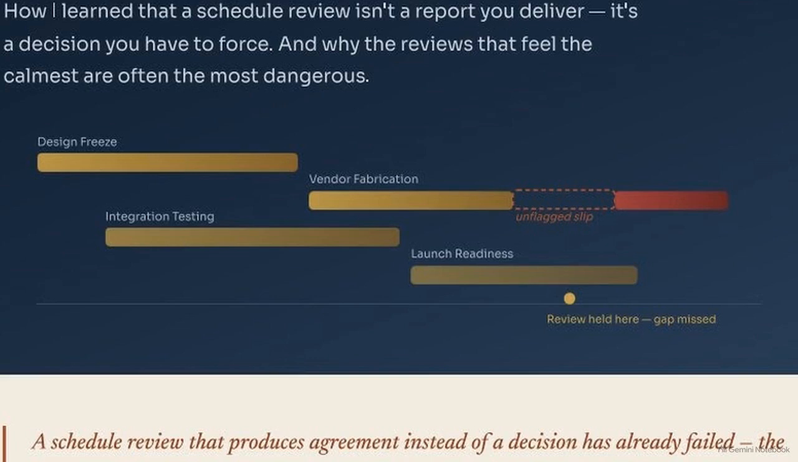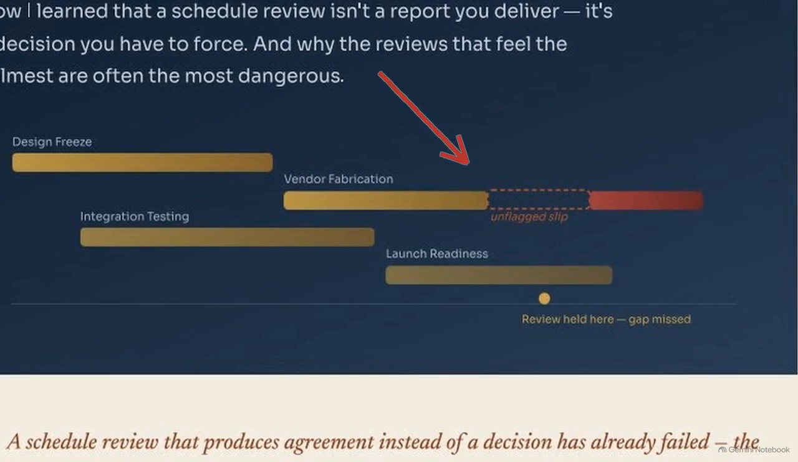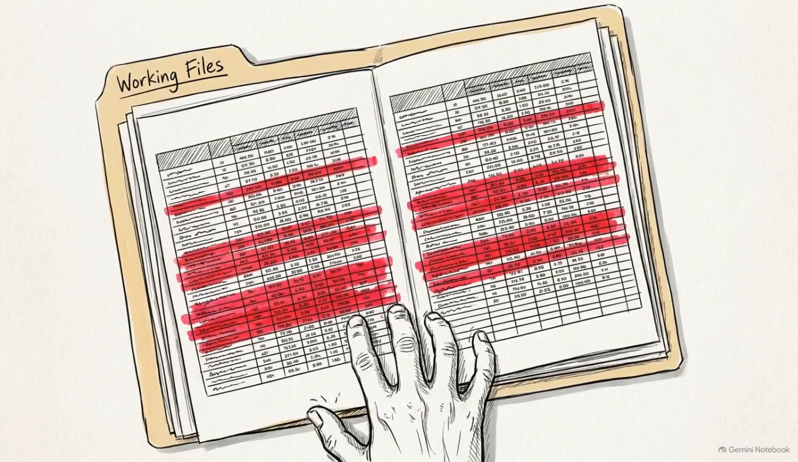Look at this timeline graphic from a marine systems project. Hidden over on the far right is a red dotted line representing a 3-week delivery slip. It appeared in the project manager's working files, but the stakeholders in the room missed it entirely.